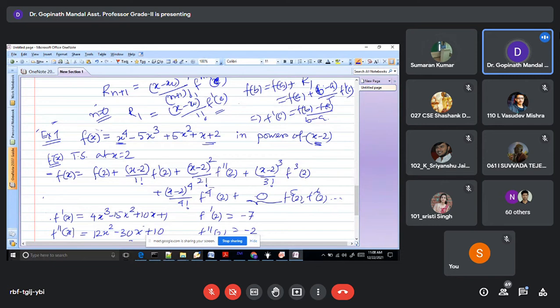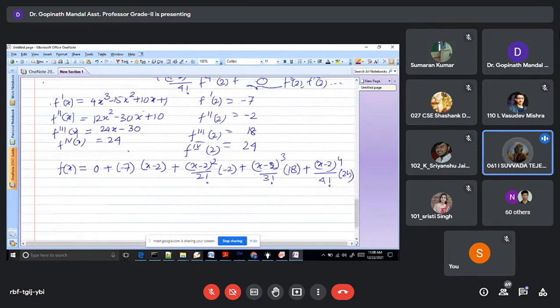Sir, there you mentioned m is greater than n, but here we don't know n, no, sir? In this case, f is actually a polynomial of finite order, so the remainder term will be 0 there.